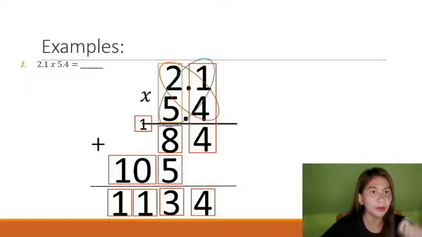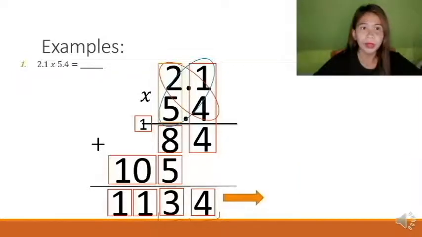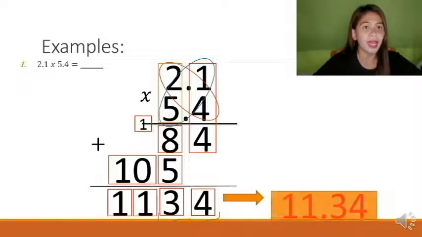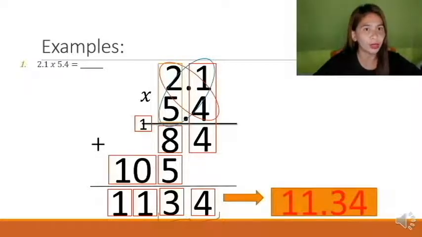Kapila ta mo move from right to left, kaduha. So, asa man day ang point karon? Nasa tunga-tunga sa 1 ug sa 3. Now, your final answer is 11.34. Gets? Very good.